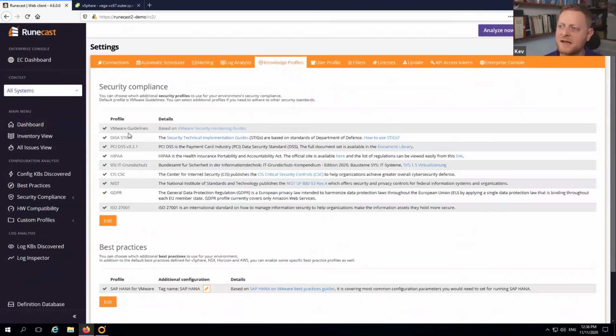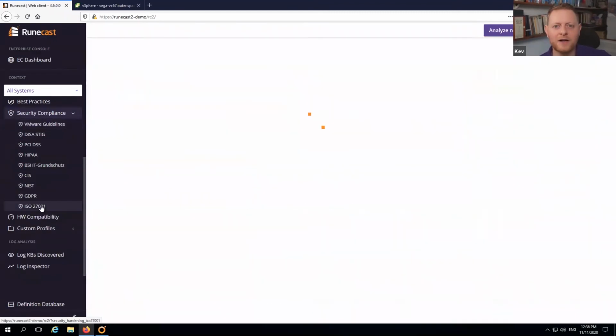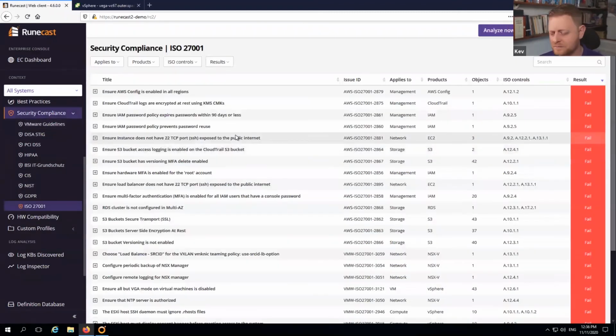You come into settings, go to knowledge profiles, come down here, and turn on ISO 27001. You'll notice in this environment I've actually got every single standard turned on. I would urge you not to do that if you like sleeping at night, because it's going to find a lot of things. So we come to security compliance, scroll down a little, and we can see we have ISO 27001 here.